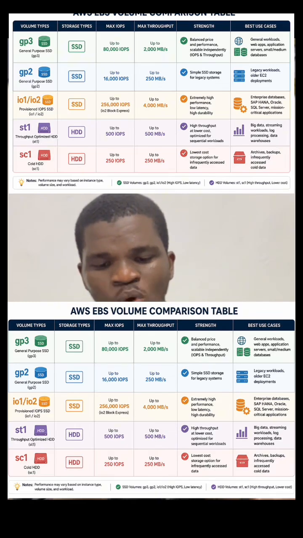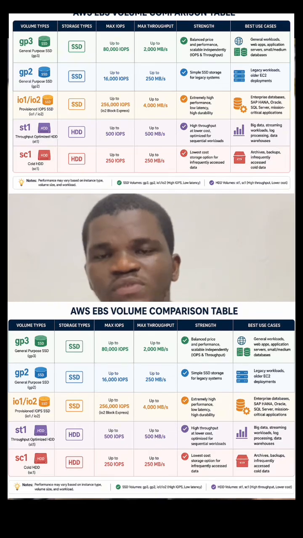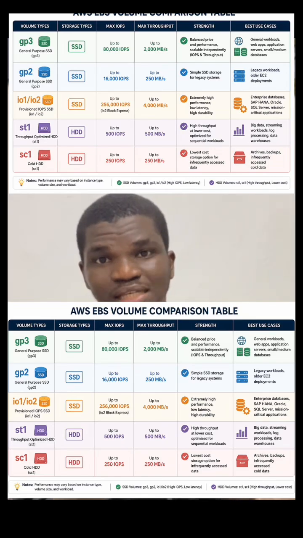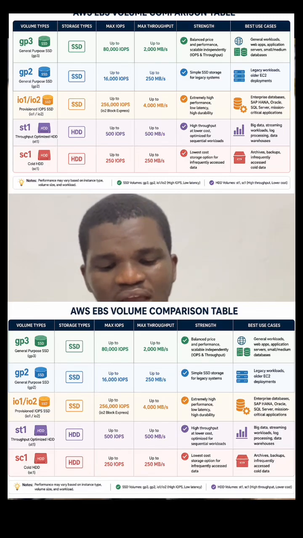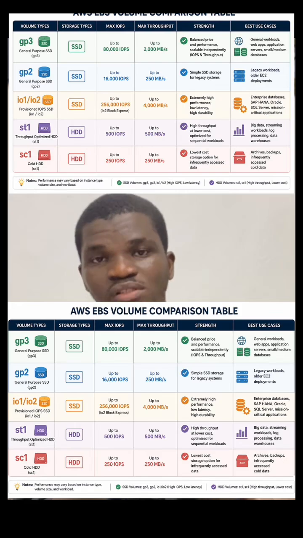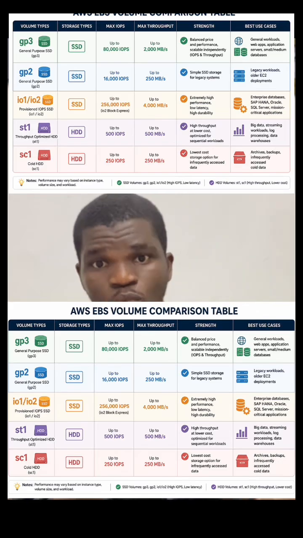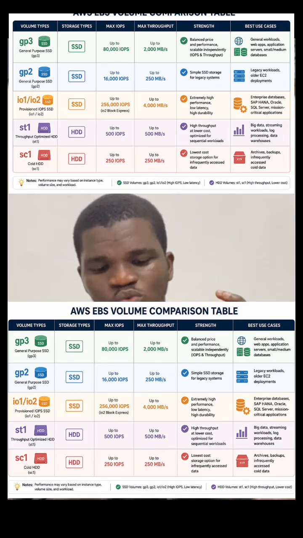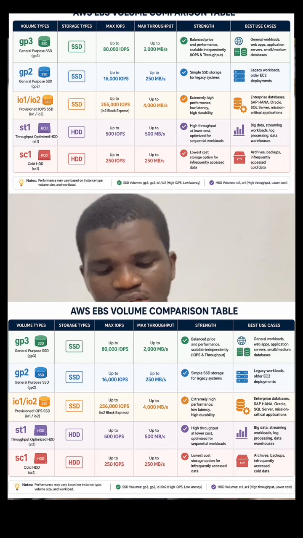Then the last one is SC1. SC1 max IOPS is 250, and the max throughput is 250 megabytes per second. The advantage or strength that it has ahead of others is that it has the lowest cost, and it is mostly used as a backup or archive for most applications or legacy systems. Most of those old systems or systems that require long backup use SC1 for it.